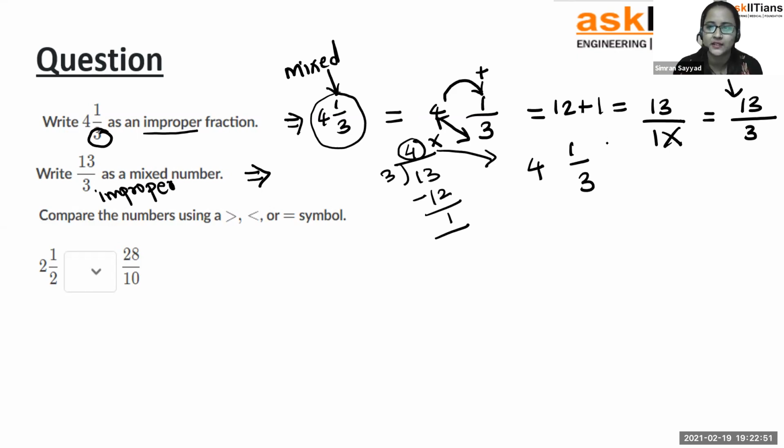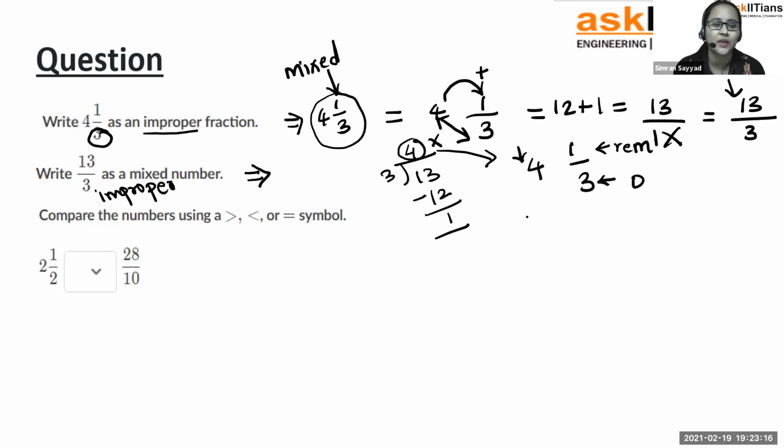So what is the format? What is this 1? Remainder. What is the 3? Divisor, dividend. Yes, correct. So if you have an improper fraction and you have to convert it into a mixed fraction, what you have to do? You have to simply perform a division and you will get it.